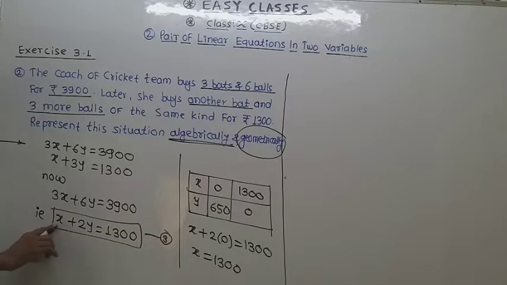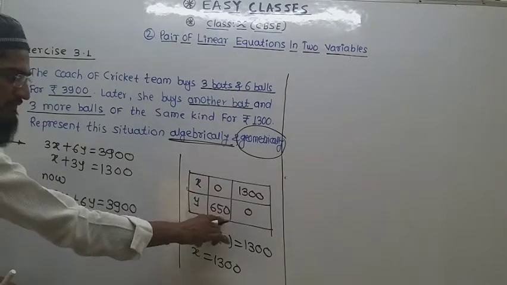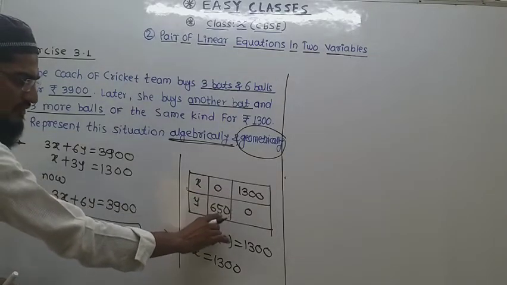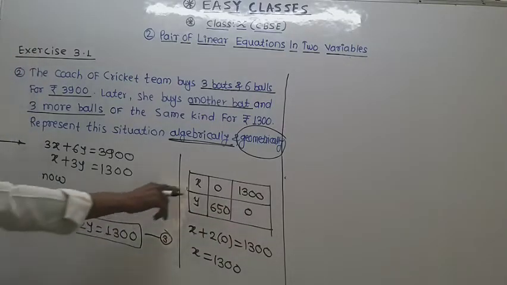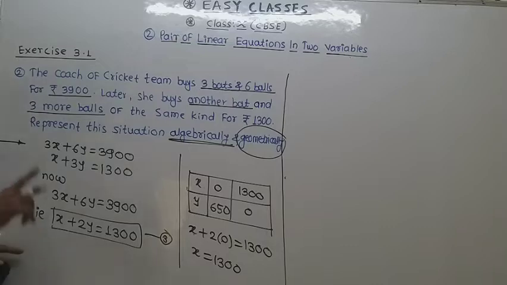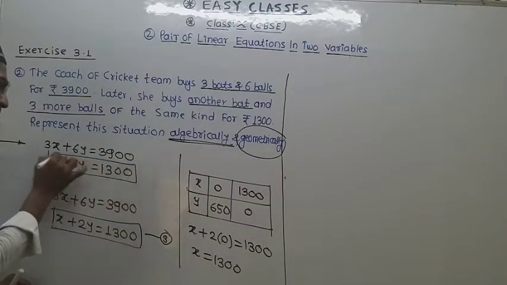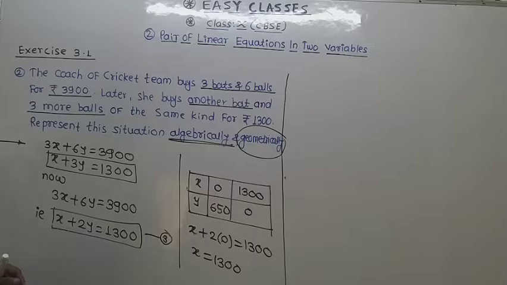So for this equation we get 2 points. We got 2 points: 0, 650 and 1300, 0. With the help of these 2 points, I can draw a line for the equation x plus 2y is equal to 1300. Now we have to draw a second line.